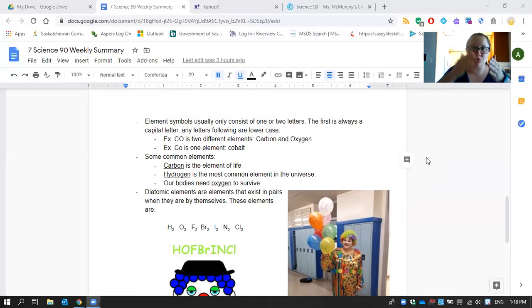If you see multiple capital letters, say in our first example, we have a capital C and a capital O, that means we have 2 different elements, which is carbon and oxygen. If we were to look at capital C, lowercase o, that is actually 1 element, which stands for cobalt. So do you see those 2 differences? The lowercase and uppercase is very important.